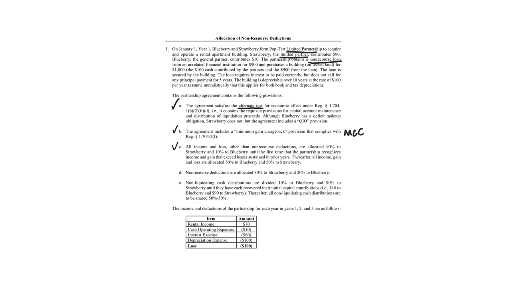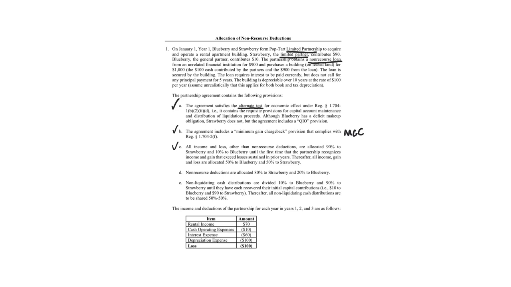Let's understand what's going on here, because one of the most important things in partnership tax, especially when you deal with non-recourse deductions and allocations, is just focusing on what's going on with the partnership agreement and the actual facts of the problem. So think about the economics. Strawberry is a limited partner, contributes $90. Blueberry is a general partner and contributes $10.